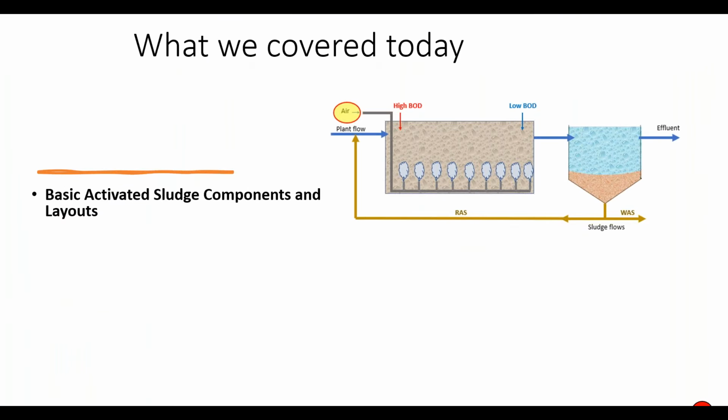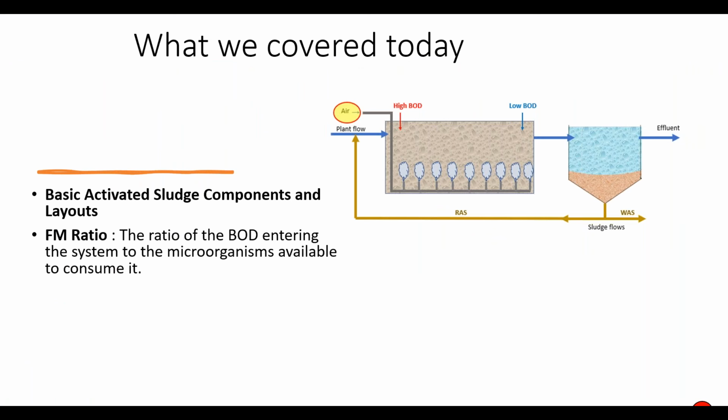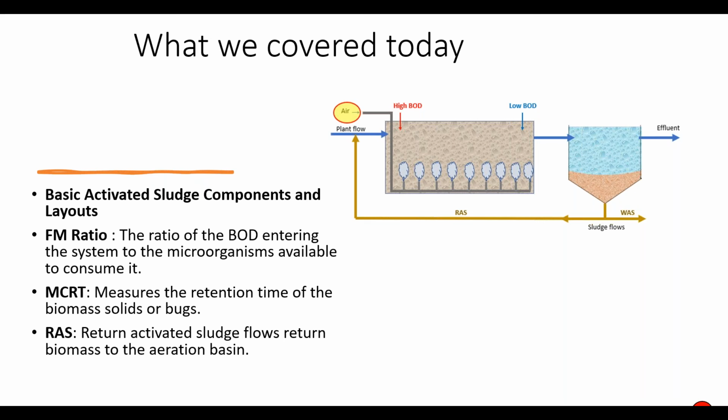So today, we looked at a couple of activated sludge layouts. We looked at the F/M ratio as a calculation that we can use for process control, the MCRT, the mean cell residence time, and we talked about return activated sludge flows and waste activated sludge flows as means to adjust the activated sludge flow process.